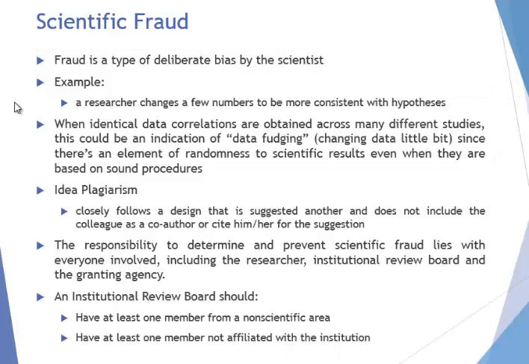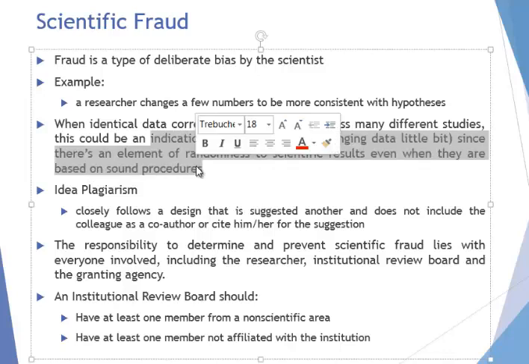I want this result to be a good result because I want to be able to publish it in a scientific journal in order to get tenure at my college, and my experiment isn't working so well. So I doctor up the numbers a little bit here and there to make it a little bit better. Well, that obviously is a form of fraud. When identical data correlations are obtained across many different studies, that could be an indication of possible fraud.